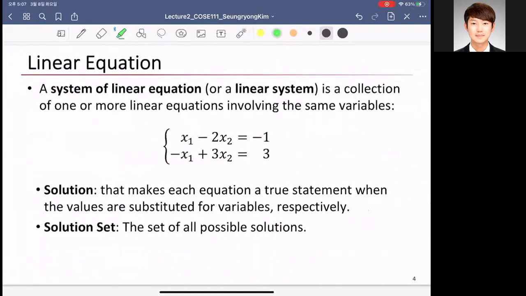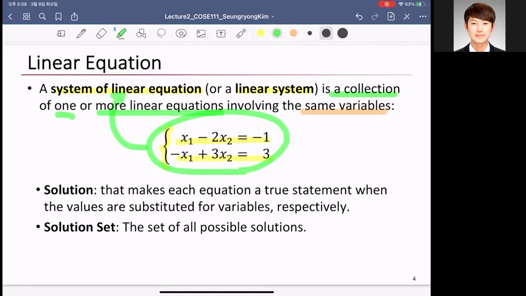Then, what is the system of linear equations, which is today's topic? This system of linear equations is also called the linear system. A linear system is a collection of one or more linear equations involving the same variables. Here's the example. We have one linear equation, x1 minus 2x2 is equal to -1, and -x1 plus 3x2 is equal to 3 in this case, right? Because we have two linear equations, this system is called a system of linear equations, or the linear system. It's very easy, right?